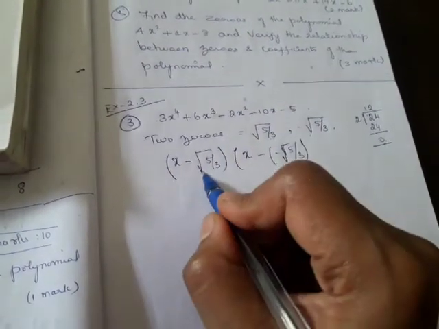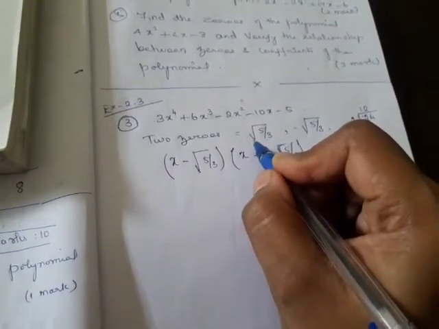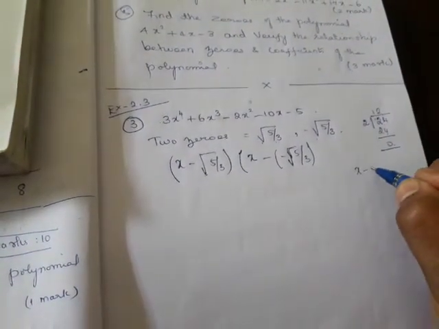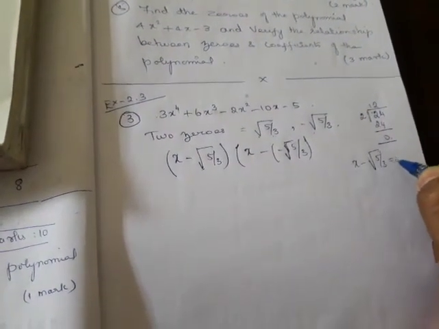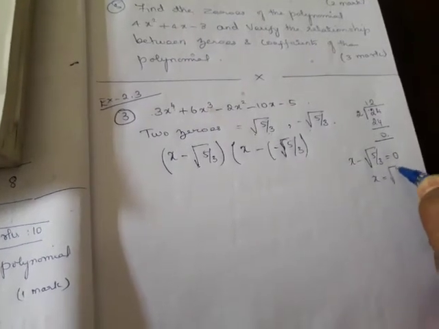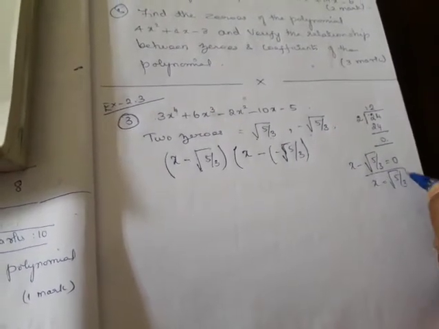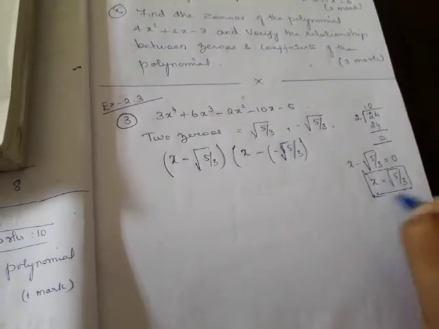But from the factor, how will you obtain the value? Zeros or the root or the solution? You will equate to 0. x minus root 5 by 3 is equal to 0. So, x is equal to square root of 5 by 3. So, this is called the zero of the polynomial.